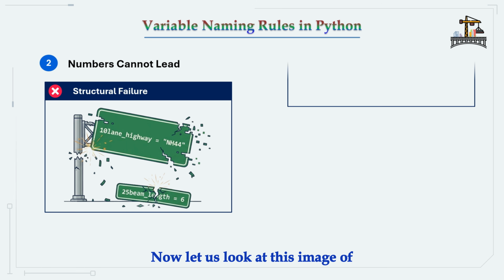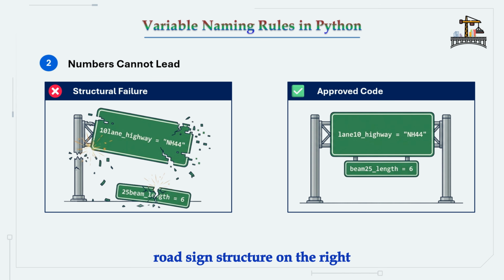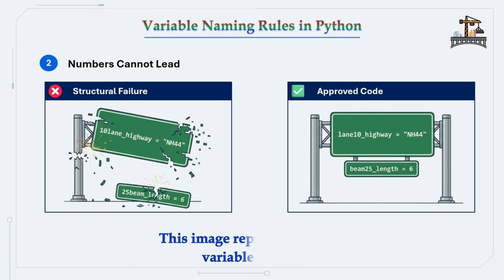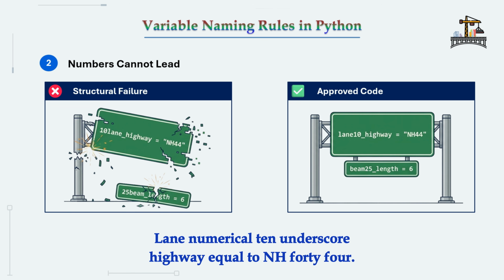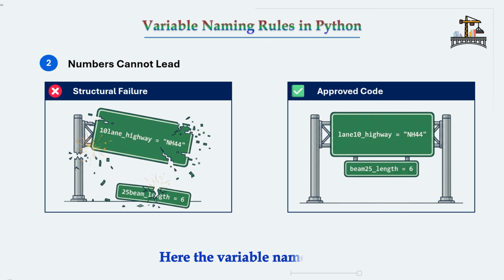Now let us look at this image of road sign structure on the right hand side. This image represents correct variable names. lane10_highway = NH44. Here the variable name starts with the lowercase letter l. The number 10 is placed inside the variable name, so Python accepts it.